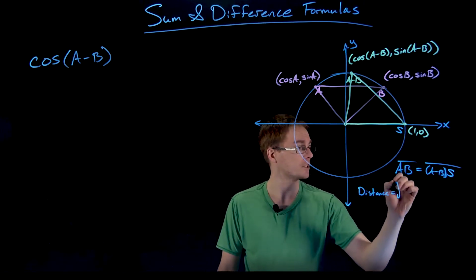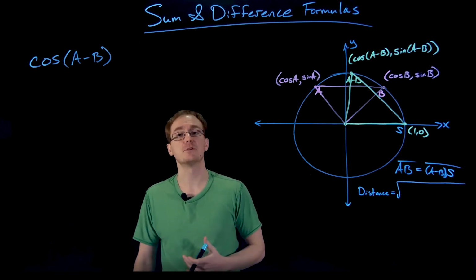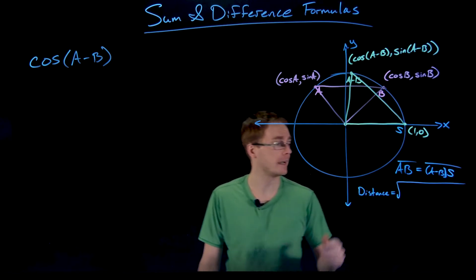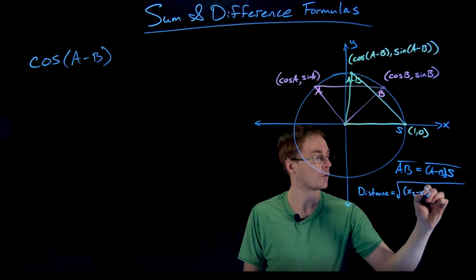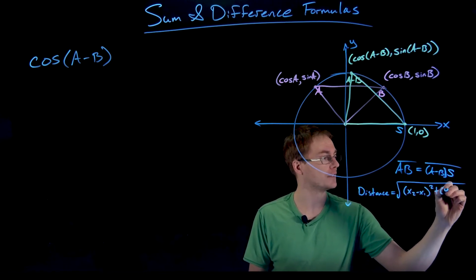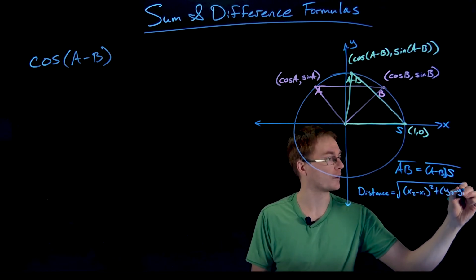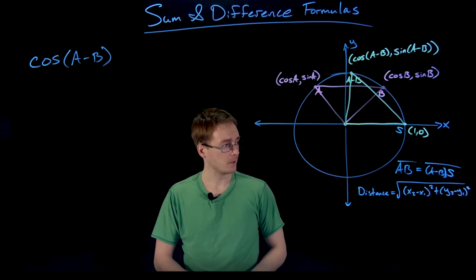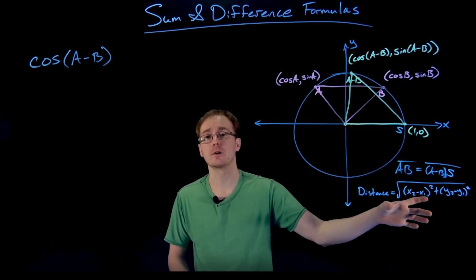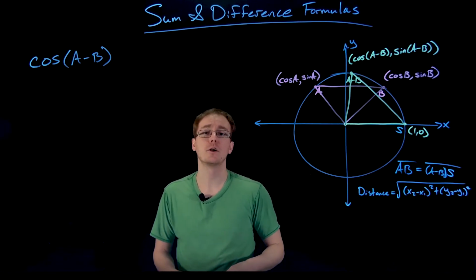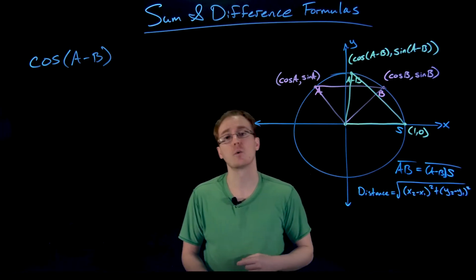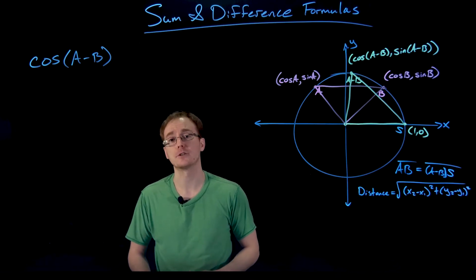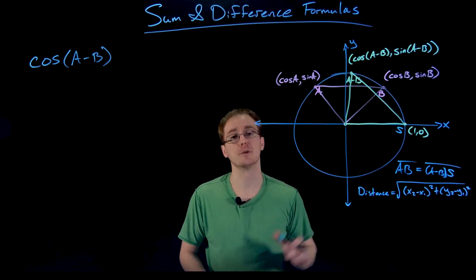And so remember, the distance between 2 points is always given by the square root of the difference between the x coordinates squared added to the difference between the y coordinates squared. Right, this is really just a consequence, or corollary, of the Pythagorean theorem. We can always draw a little right triangle between 2 points, and the distance between them corresponds to the hypotenuse in that right triangle. And that's where this distance formula is really coming from.